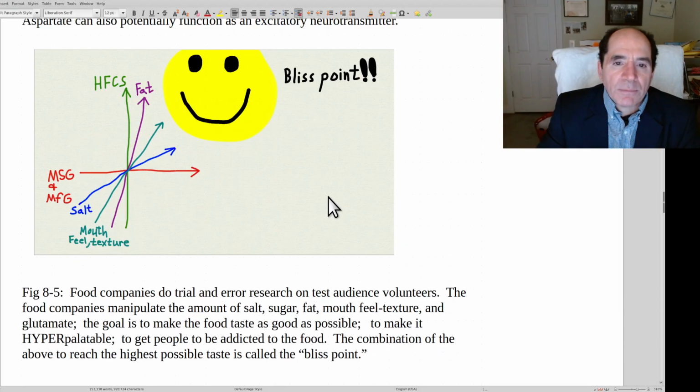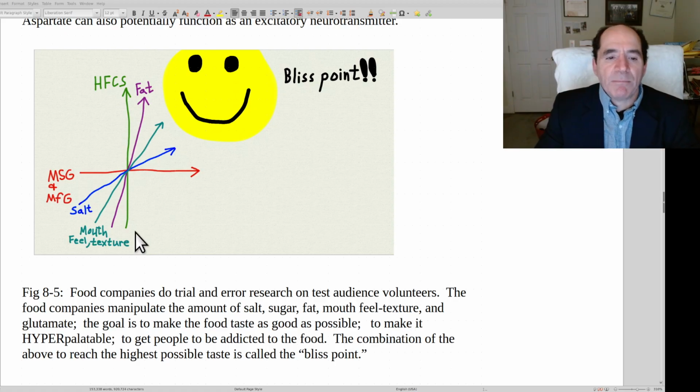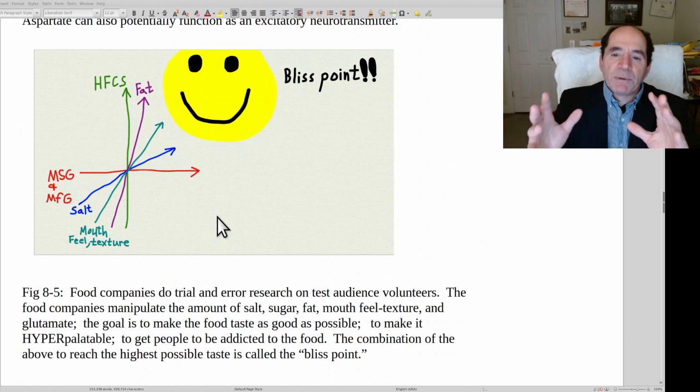Okay, and then the food companies will put tons of this in the food, because the more glutamate they can get in there, with the more sodium, the more fat, the more they can optimize the mouthfeel when they do research on a bunch of people. And the more sweet they can make it that the people like. That's called reaching the bliss point, and the food companies spent a long time trying to figure that out.